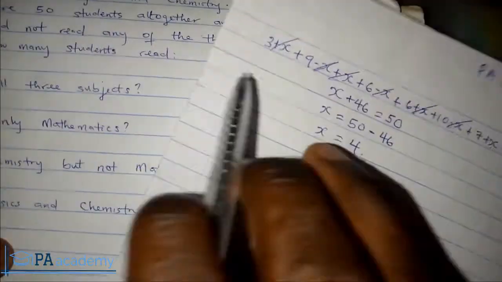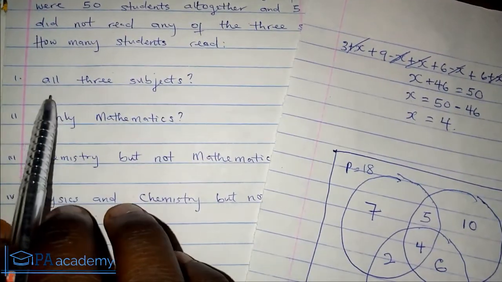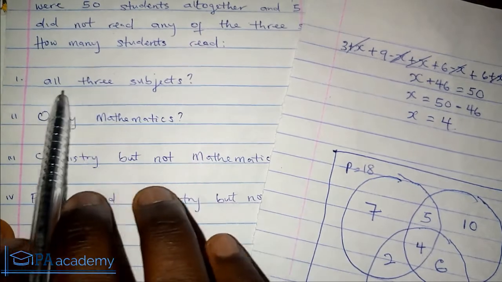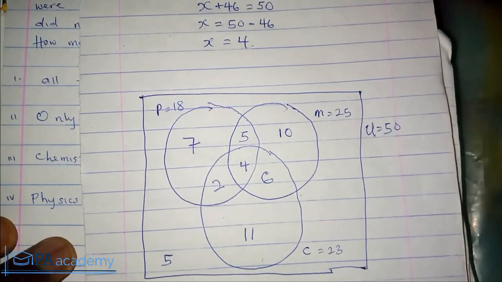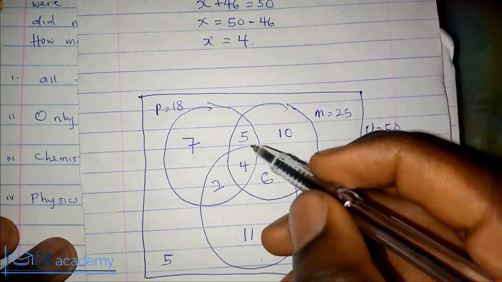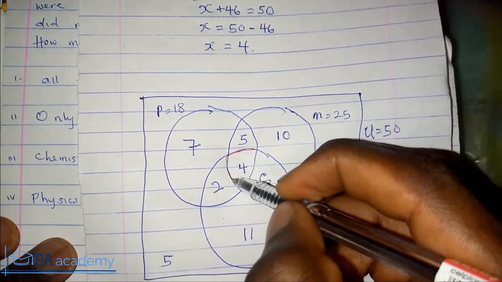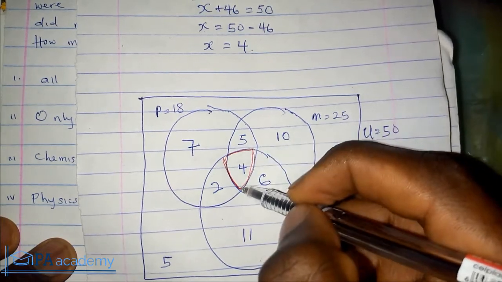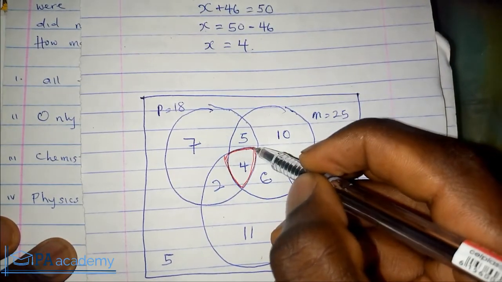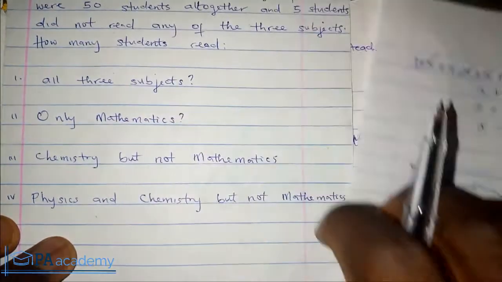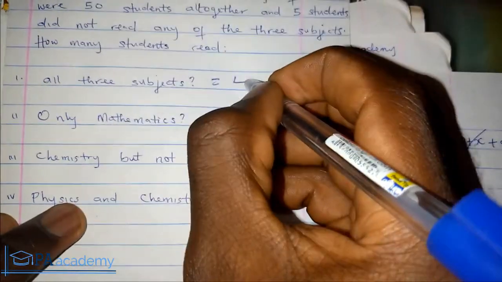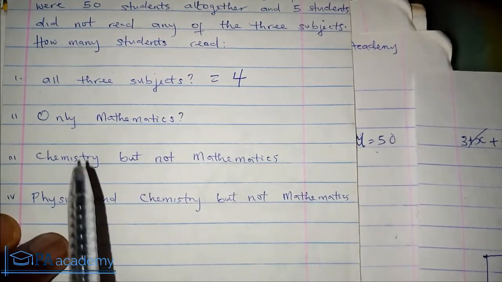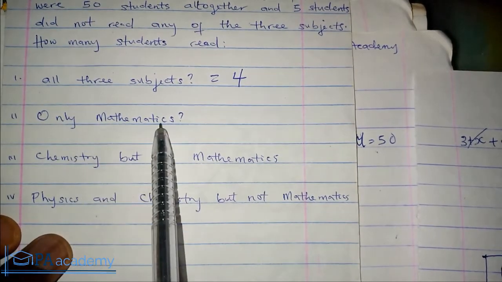The first question said, how many students read all 3 subjects? So let's bring out our diagram now. How many of them study the 3 subjects? This is the part that they are talking about. The students that study all the 3 subjects. You can see there are 4. So the answer here is 4.